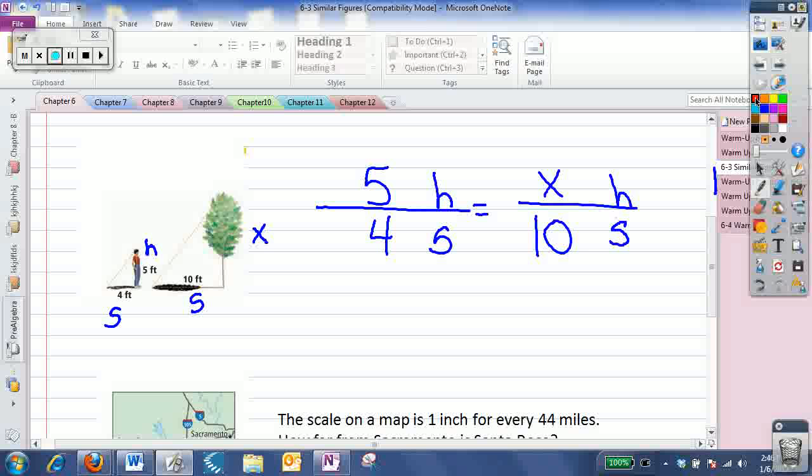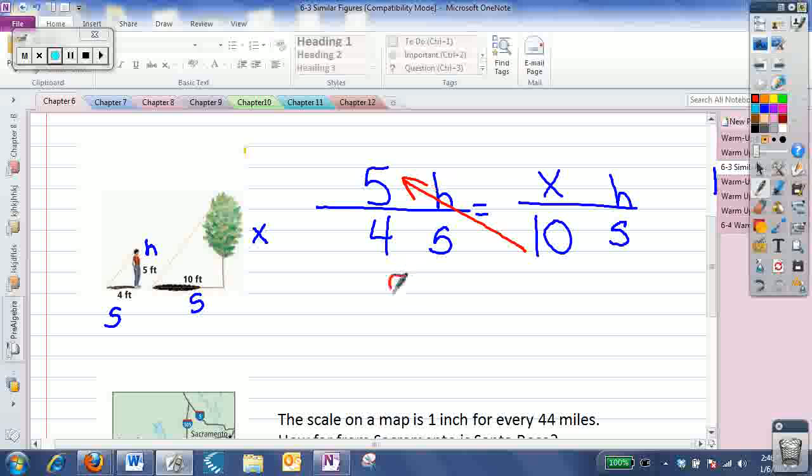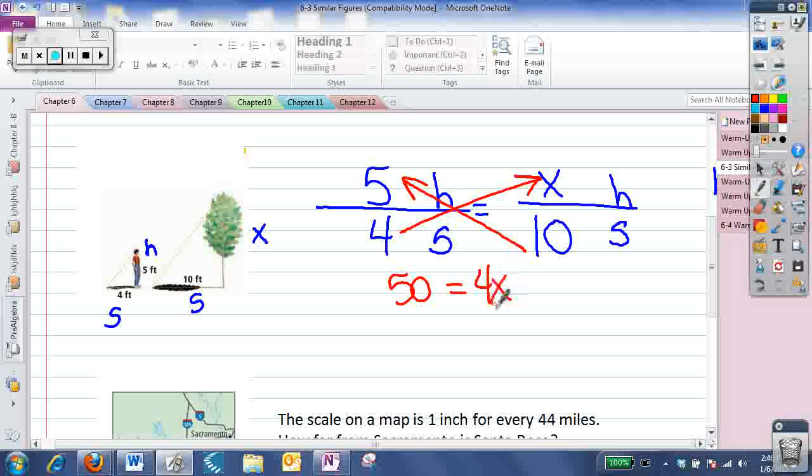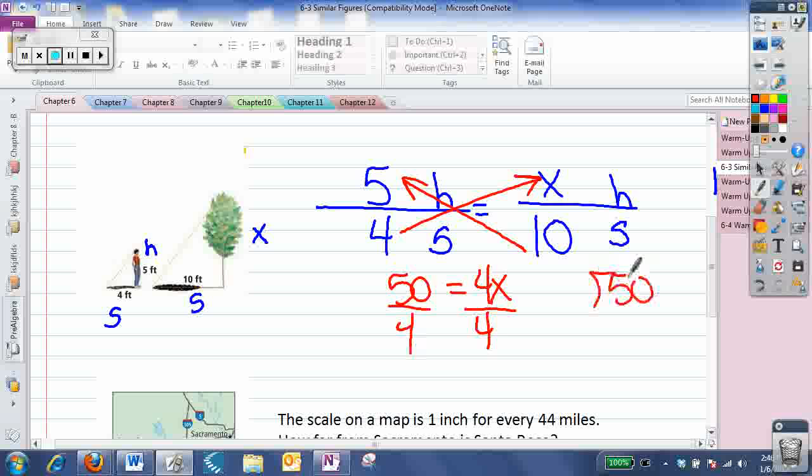Okay, let's see if you got it right. Cross products. 10 times 5 is 50. 4 times x is 4x. Let's solve for x. Who's bugging x? 4. By doing what? Multiplying. The inverse is to divide. So I now have 50 divided by 4.